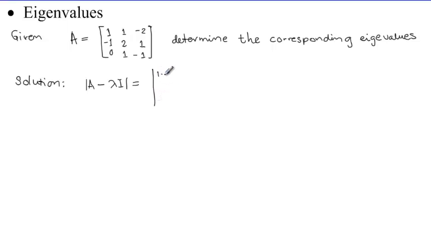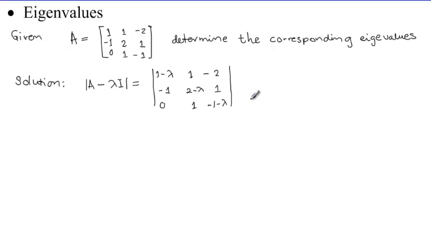It will be 1 minus lambda, 1, minus 2. Here we've got 1, and then 2 minus lambda, 1, 0, 1 minus lambda, 1 minus 1 minus lambda, minus 1 minus lambda, and that is a determinant.